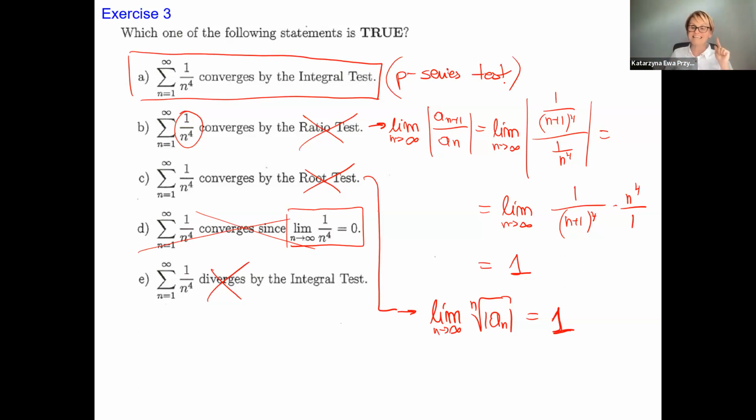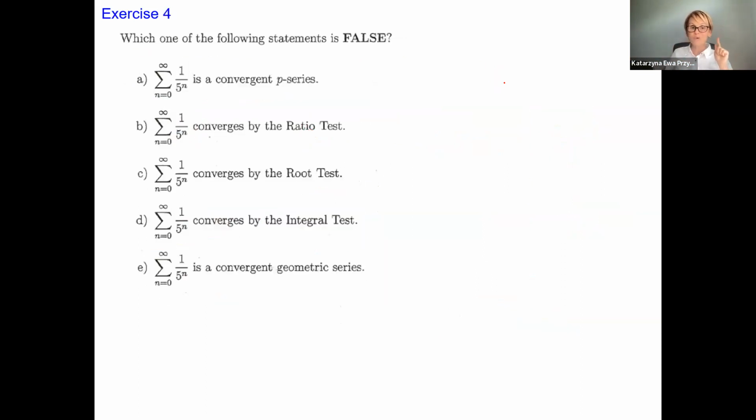Now let's look at exercise number 4. Which of the following statements is false? That means only one is incorrect, and that will be our answer. And 4 of them are correct.